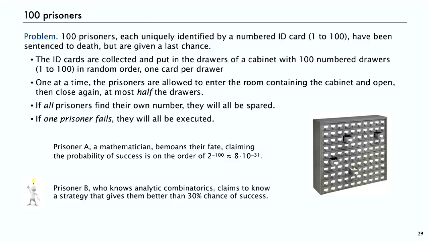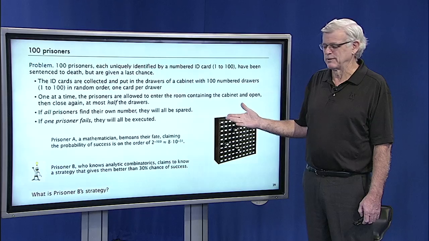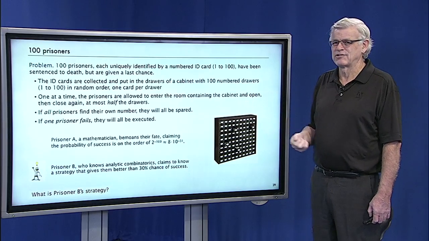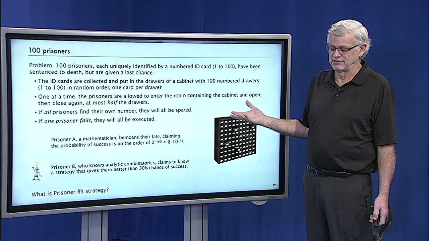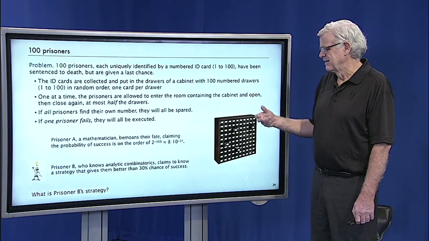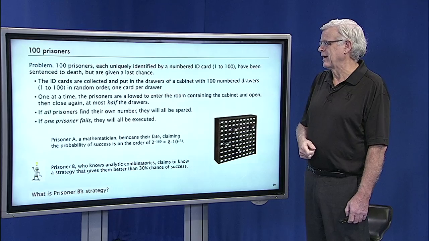But there's another prisoner who knows some analytic combinatorics, and he said, I think I have an idea. I know a strategy where at least we have a 30% chance of success. So that's the Google interview question: what's the strategy? Really, what prisoner A was saying was that his strategy was going to be to pick drawers at random. And obviously that's not the best strategy. So what's prisoner B's strategy?